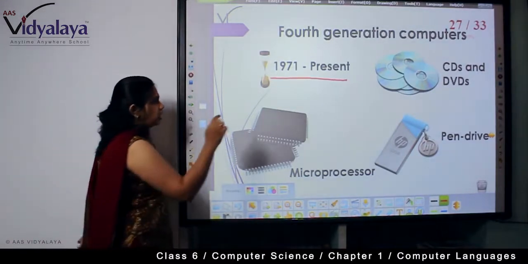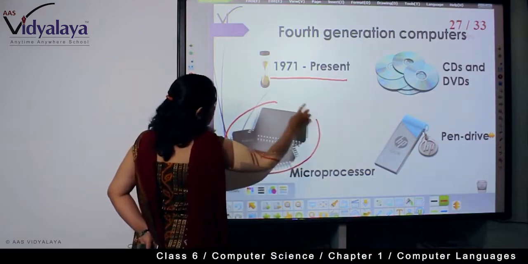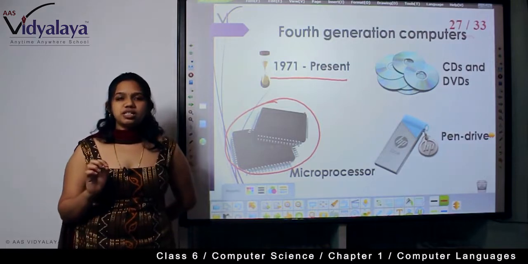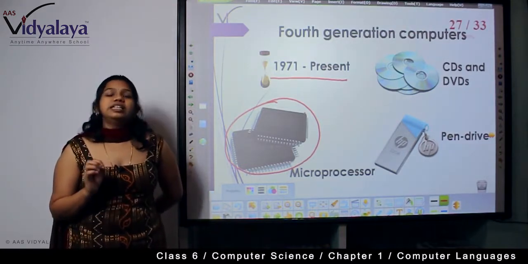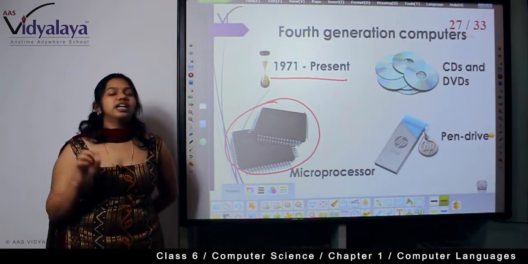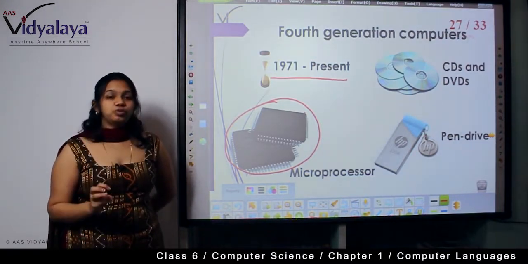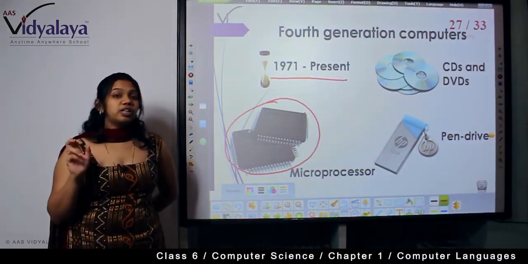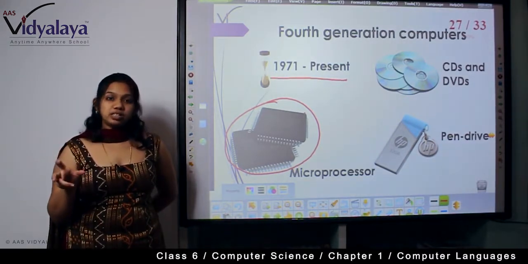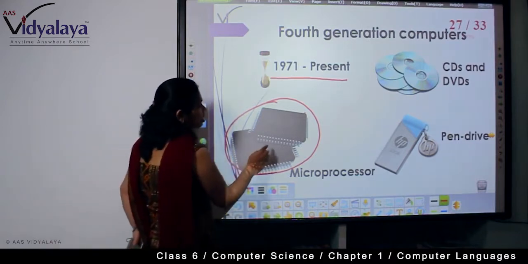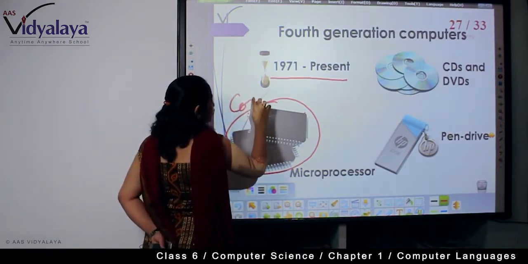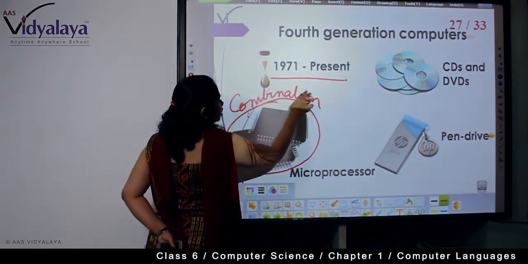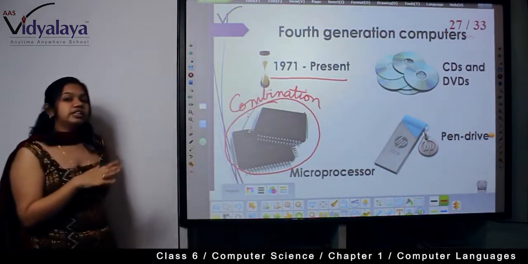Alright, so what is this? This makes the computer work. They are called microprocessors. You remember vacuum tubes from the 1st generation? The 1st generation vacuum tubes and the transistors together formed, remember, integrated circuits. This microprocessor is a combination of integrated circuits. Is that clear? So these are combinations of integrated circuits.